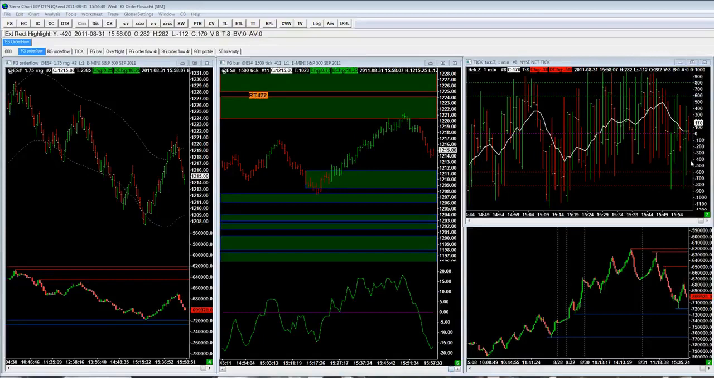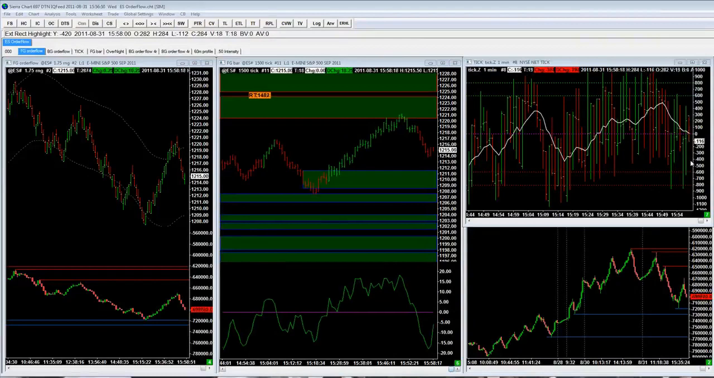Does that make sense, guys? How we use tick in that fashion, more so to manage our trade, looking for confirmation. We get into a trade, we get long, and a minute or two goes by.